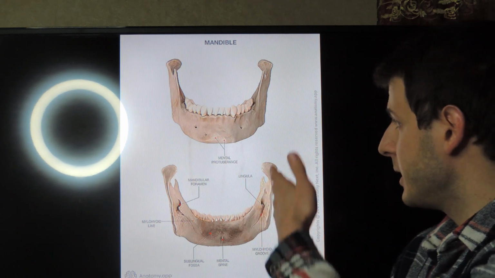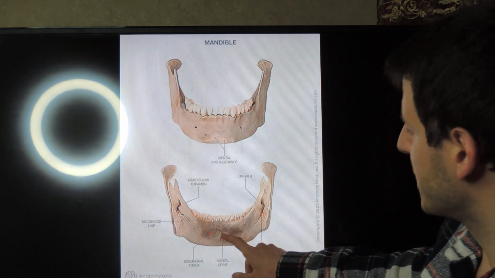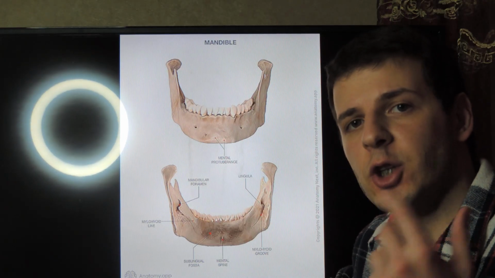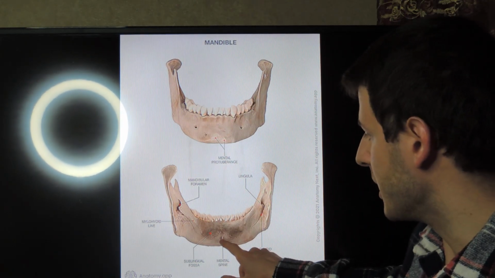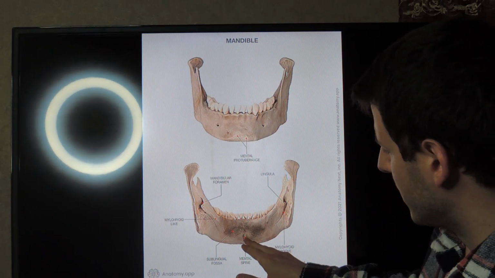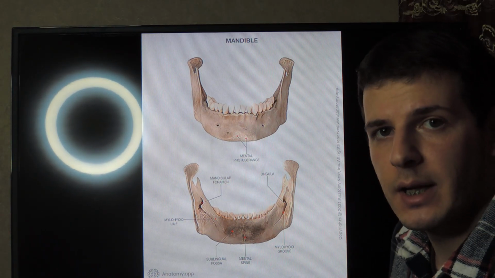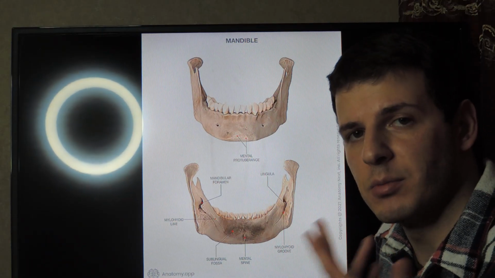Now let's move on to the inner surface of the mandible. In the middle part we have the double mental spine, and the genioglossus and geniohyoid muscles originate here. And under the double mental spines we have the digastric fossa, and it serves as attachment for the digastric muscle.